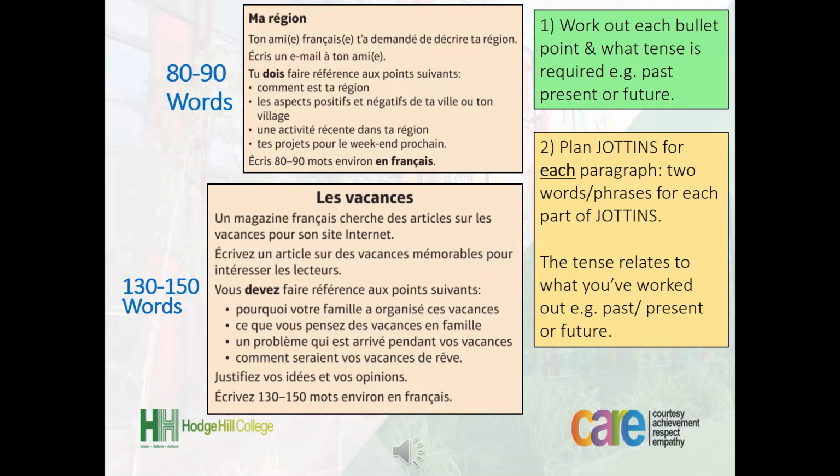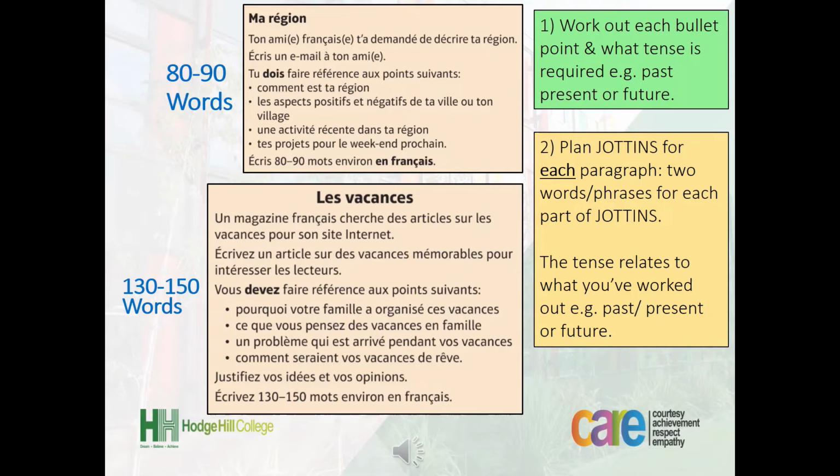The first thing you need to do when you get to both these tasks is to work out what the bullet points mean and then what tense they require. So if we look at the 80 to 90 word task, I can see bullet point 1 is how is your area or region, so I know that's present tense. I see that it says there's positive and negative aspects, so again that's present tense, so I know I'm left with the past and future.